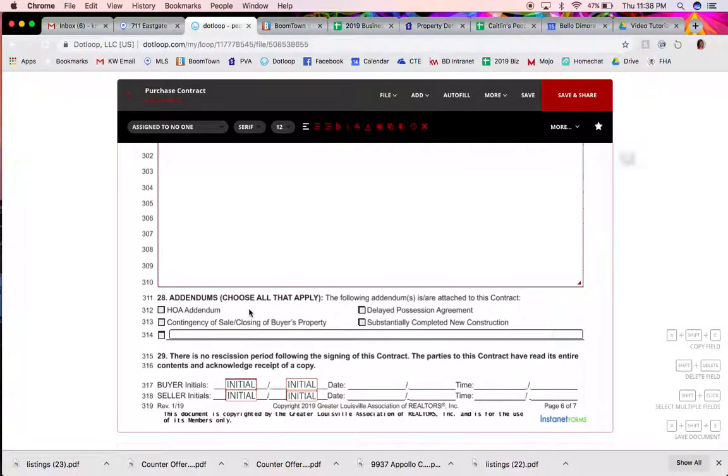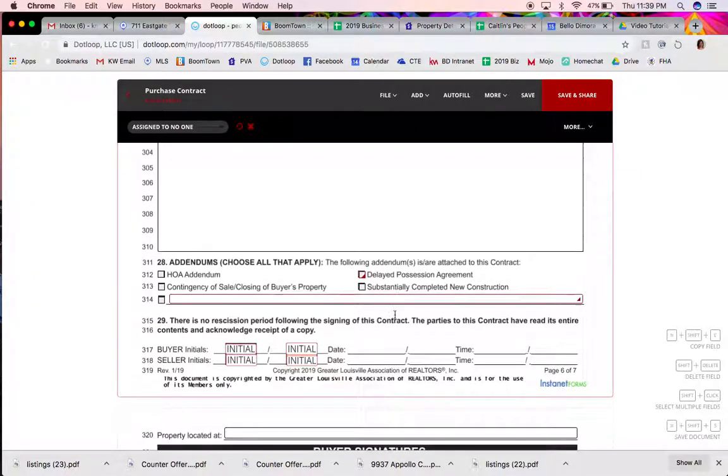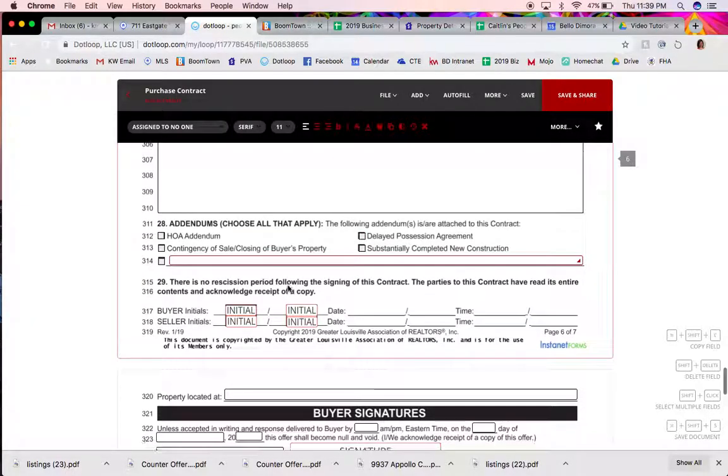If you are buying a house in a subdivision that has a homeowners association and is not required to present those bylaws, you can ask for the HOA rules and regulations to be given to you as a part of this contract. If you have a delayed possession agreement that you're attaching to this, go ahead and plug that right in here and make it part of your contract. And then this one's with new construction, which honestly I've never checked that box before. Or if there's another addendum that you're attaching, spell it out right there.